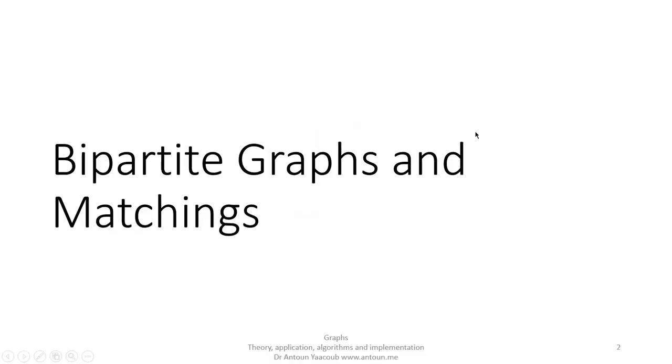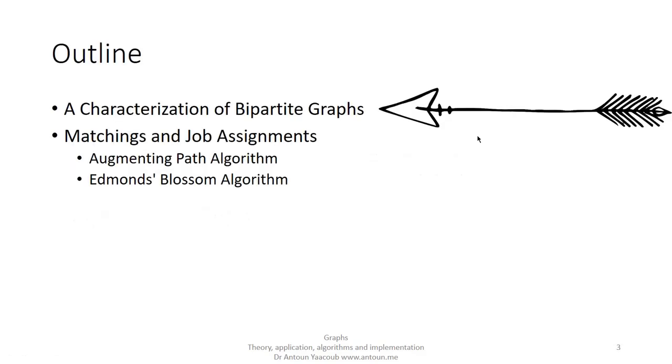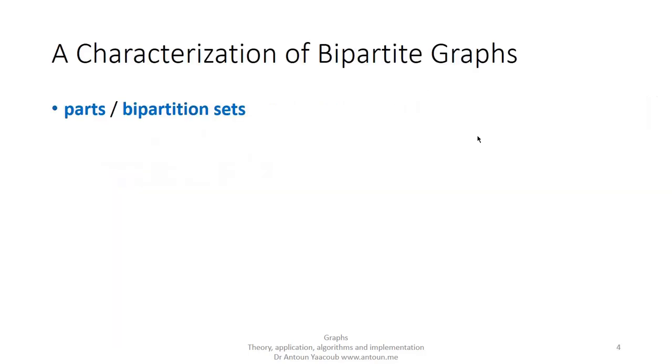Hello again. So we have reached the chapter Bipartite Graphs and Matching. So we'll be characterizing a bipartite graph. We already know what a bipartite graph is, and then we will talk about matching, which is a very important problem in graph theory and mainly job assignments. And we will be implementing and focusing on the augmenting path algorithm and the Edmonds Blossom algorithm. So let's start with the characterization of bipartite graphs.